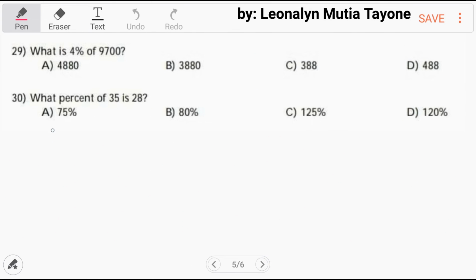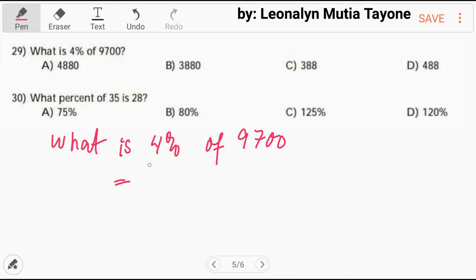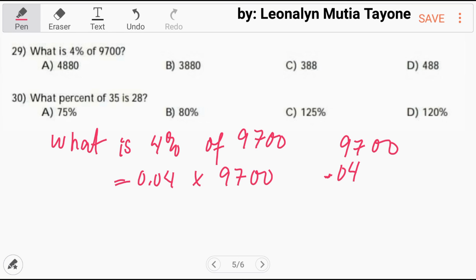Next, dito tayo sa number 29. What is 4% of 9700? Ang is equals yan siya. 4%, 0.04. Ang of multiplication, 9700. So, i-multiply mo lang yan. Isahin ulit natin. Pero dito natin ilagay si 4. Point natin, 0.04. Itong 00 natin mamaya na yan.